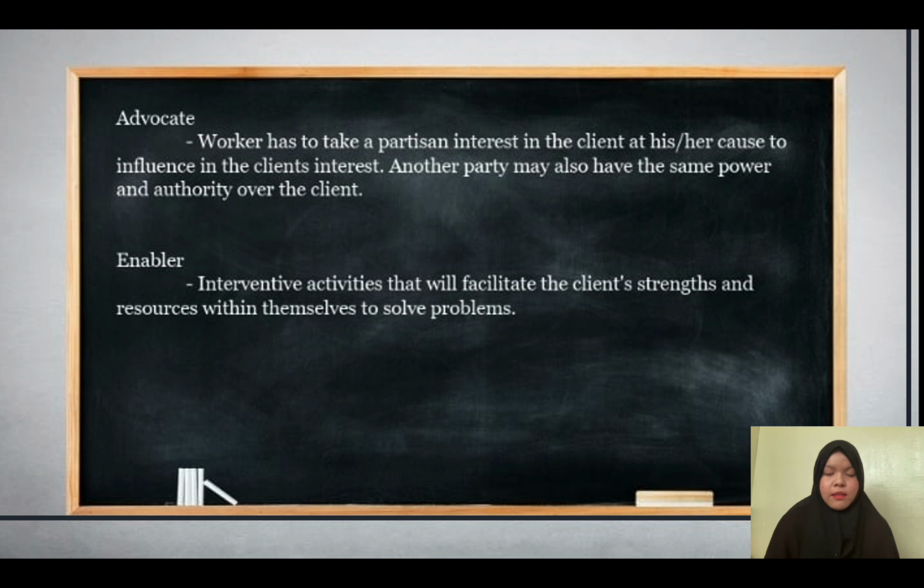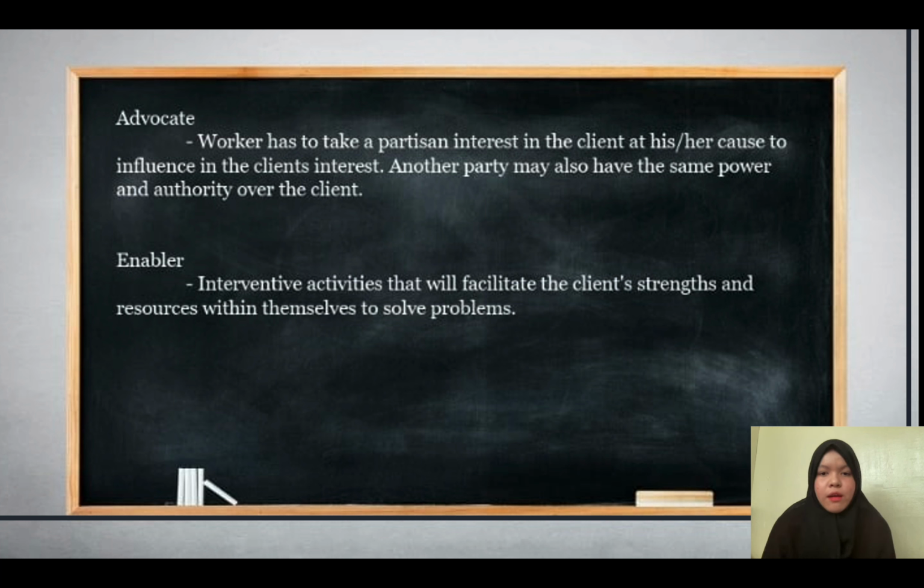Let's say your client is dating magnanakaw. Pwede pa siyang magbago. So, as a social worker, dapat ipaglaban mo yon. So, another example is women abuse. So, yung nangyari is dapat ipaglaban mo yung women equality ng isang yung client mo. So that you will help to grow your client and earn respect.